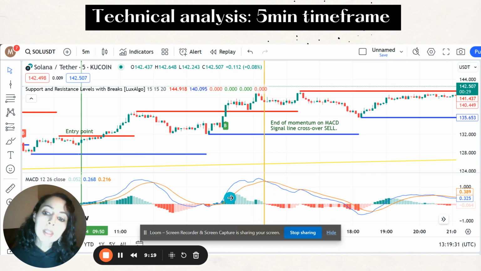You can see it here. And I also see that the signal line is crossing over the moving average line, meaning that there's going to be a trend reversal. At the same time, I see that around here, the support line has been tested. Maybe I don't want to wait until it gets tested again, because a bit later, around here, it would have been problematic.